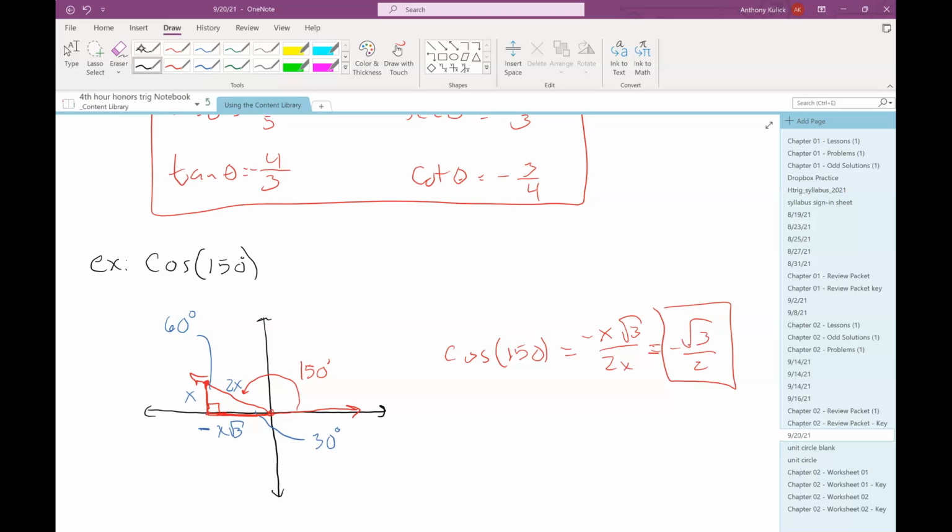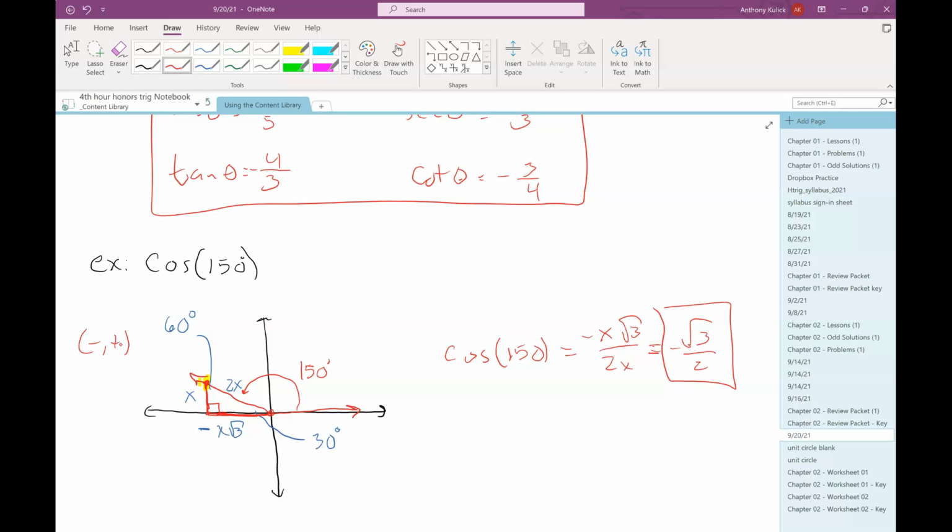That's just adjacent over hypotenuse from the triangle that we drew. Amy? So our point is in the second quadrant, right? Any point in the second quadrant is going to have a negative x-coordinate and a positive y-coordinate. So we need to make sure that we're representing as much with our sides. Okay.